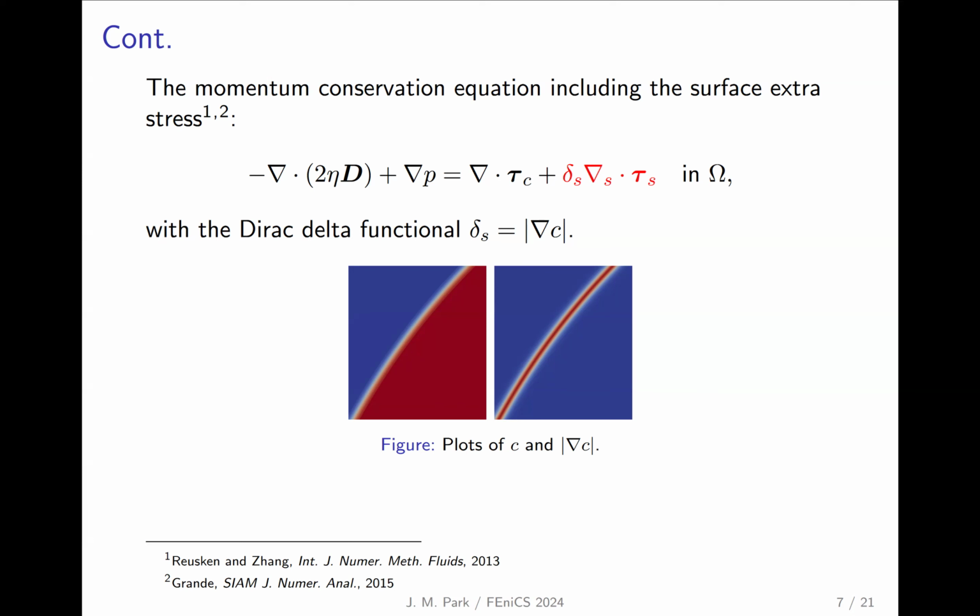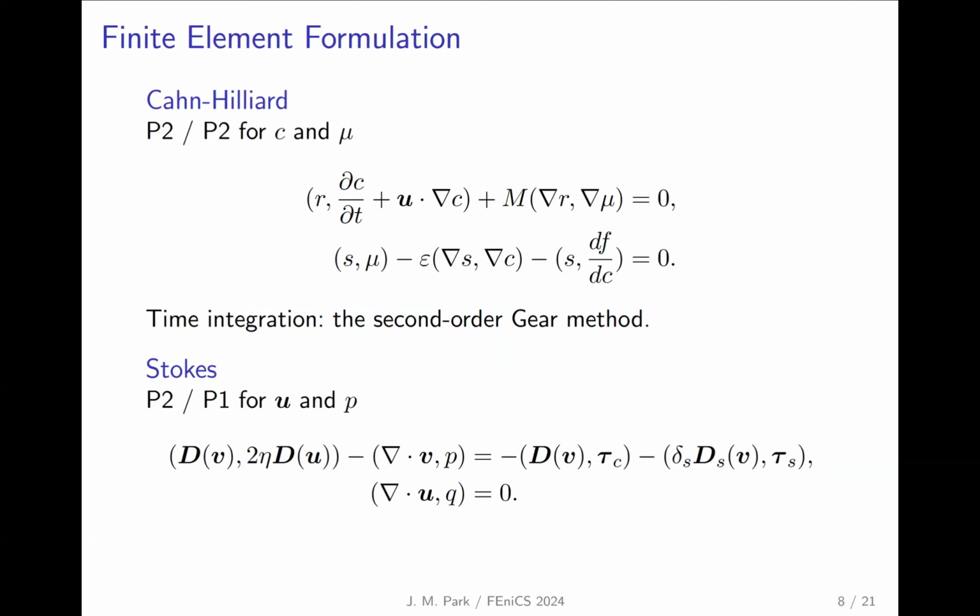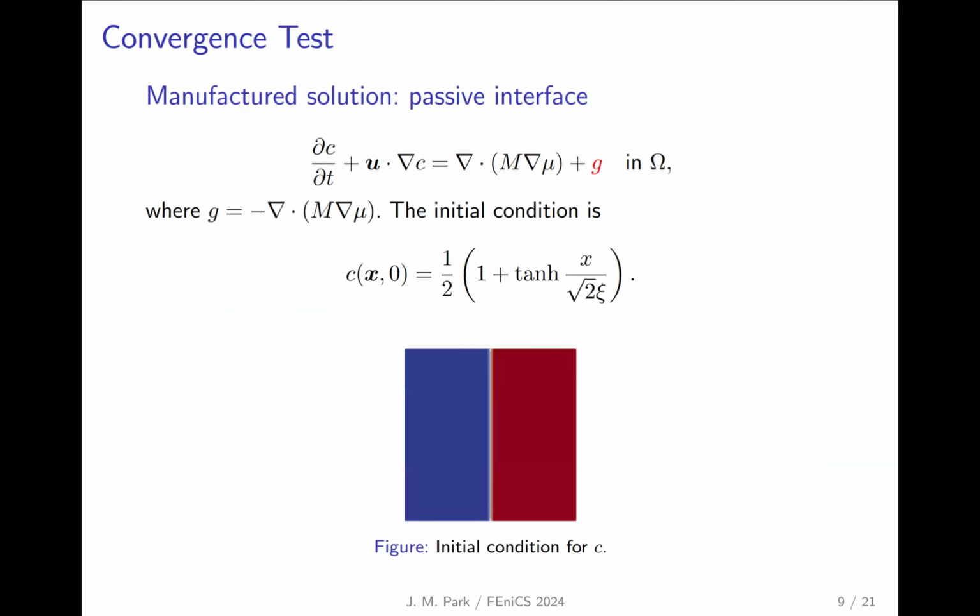Anyway, every equation is now ready, and we have a finite element formulation, almost the same as the FEniCS tutorial. We use a second order interpolation for C and mu, and P2, P1 for velocity and pressure. And we use second order time integration for the Cahn-Hilliard equation. And we first do some convergence tests.